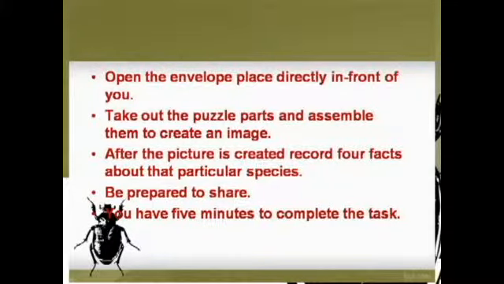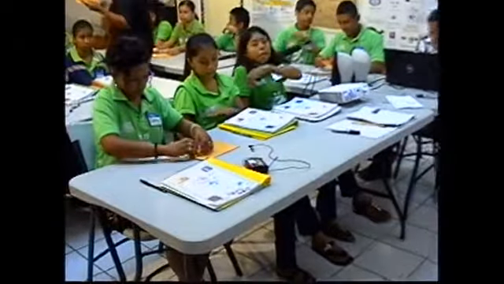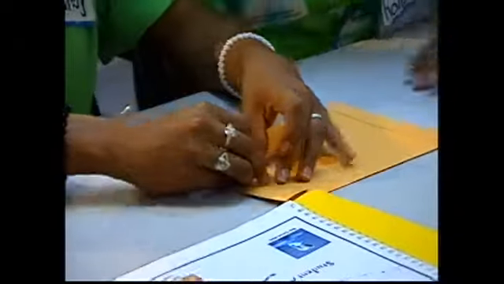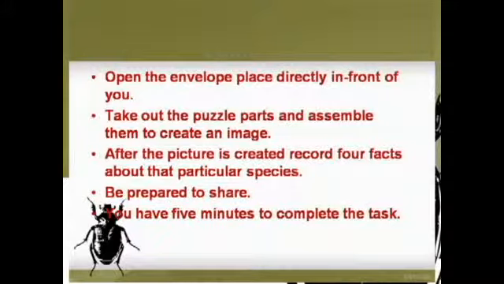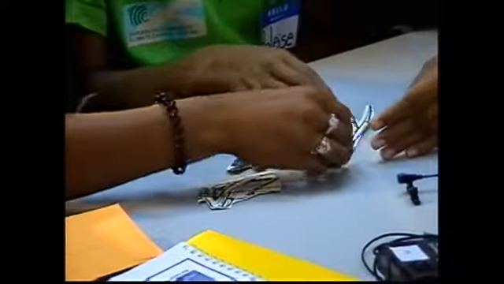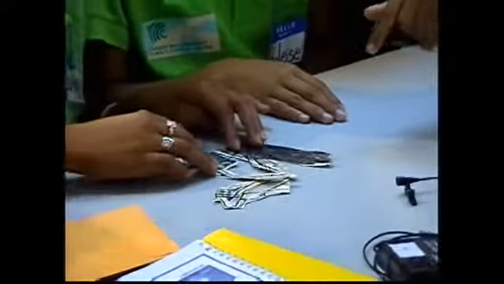Okay, our first activity, I will be distributing these packages to you, and I encourage you to work in pairs, in threes as well. As soon as you get the package, open the envelope and put together the different parts. Try your best to create an image of a particular species. As soon as you create that image and you identify that species, be prepared to share some basic facts about that organism.